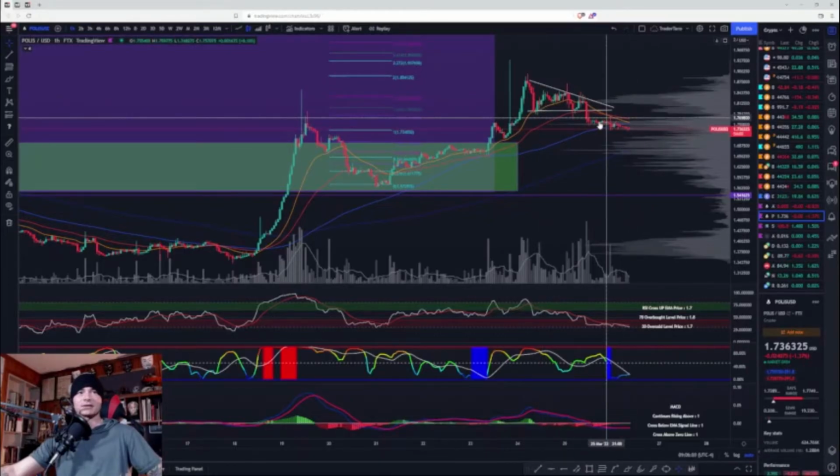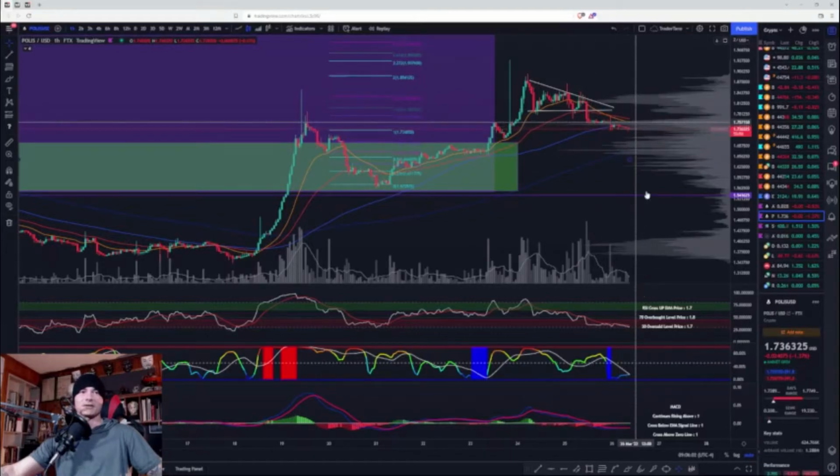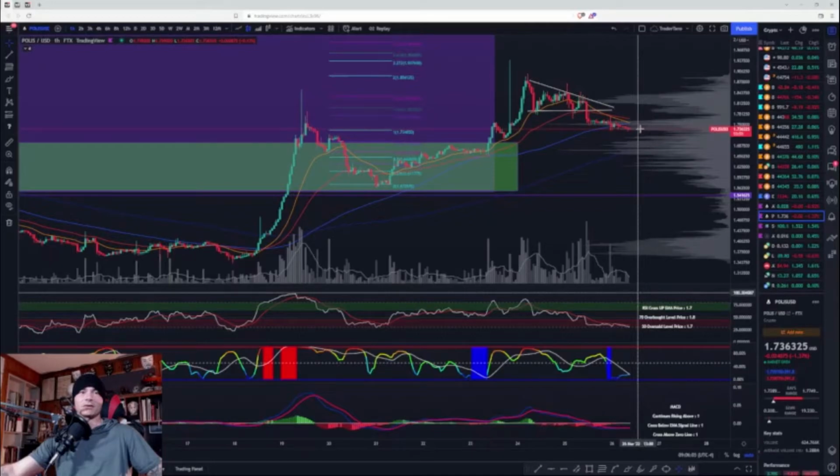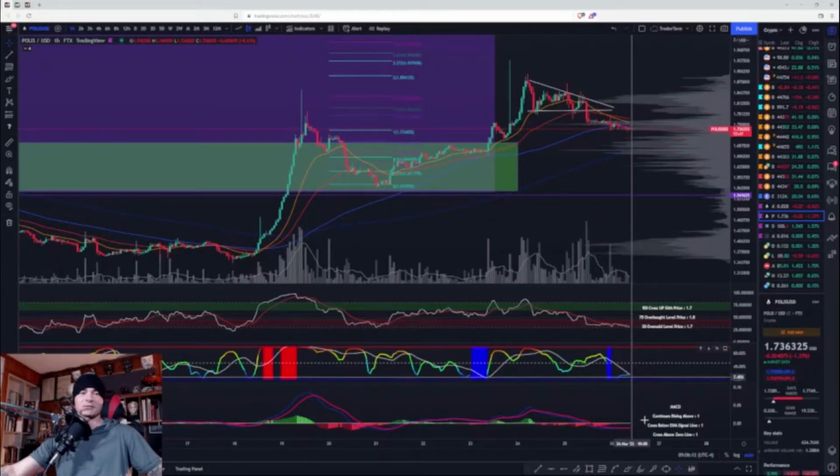Looks like we could be in some sort of descending channel, but all right, let's go over the indicators first, then we'll go over what I think is going to happen. Bearish control zone below the signal line. Volatility is turning up as the price action's moving down.